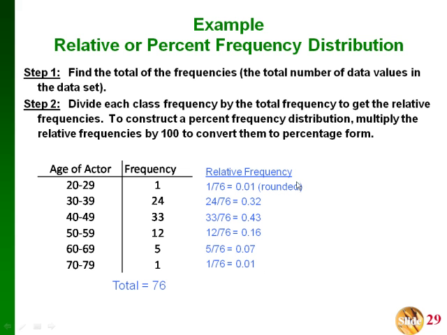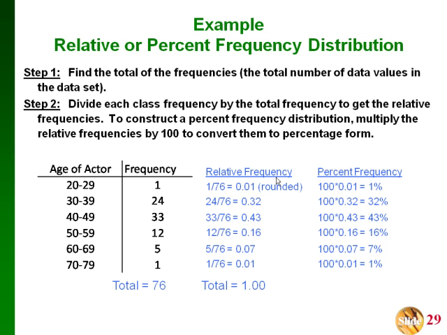And notice that if you add up your relative frequencies, the total of that should be 1. There may be some rounding errors, so it may end up being 0.99 or 1.01. That's not necessarily a problem. If it's off by any more than that, then you should probably go back and check your work. You may have made a mistake.